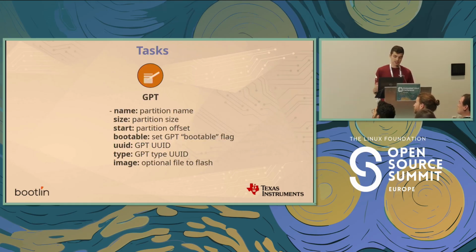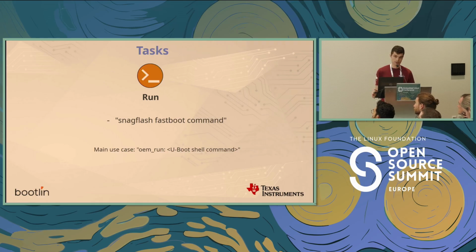Next, the GPT task is just a description of a partition table that will be written to an MMC device. So this is only for MMC. So you have all of these standard GPT partition attributes like name, type, UID. Pretty standard. The run command is used to run a snag flash command.